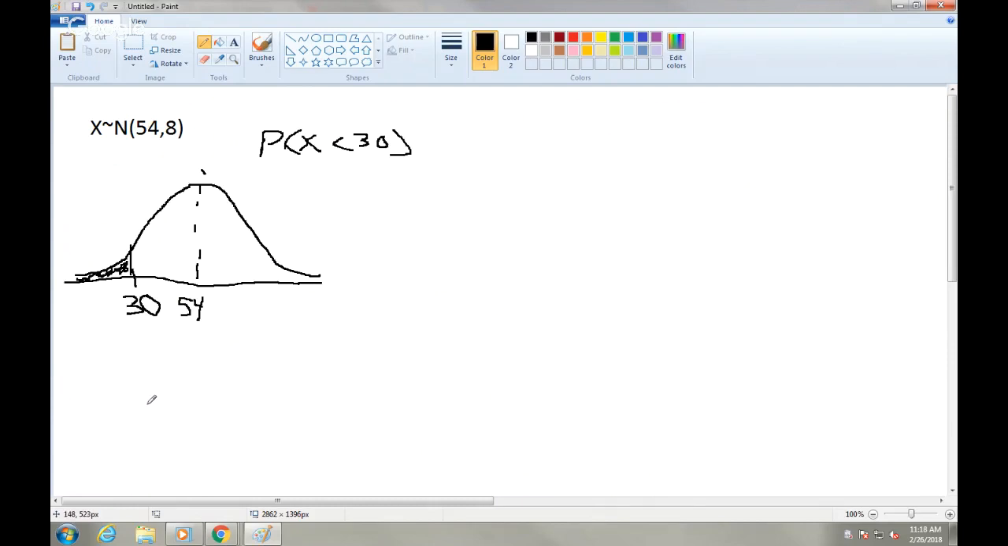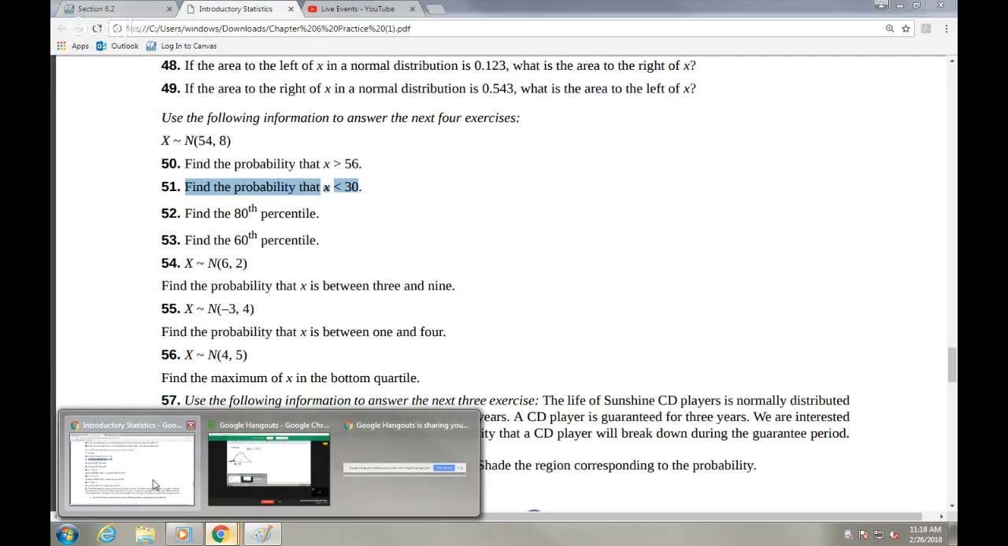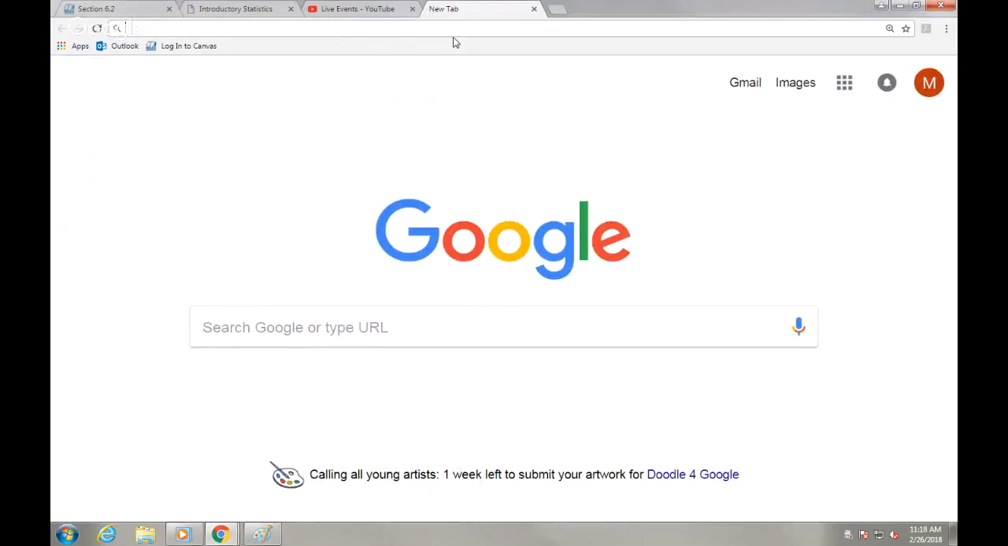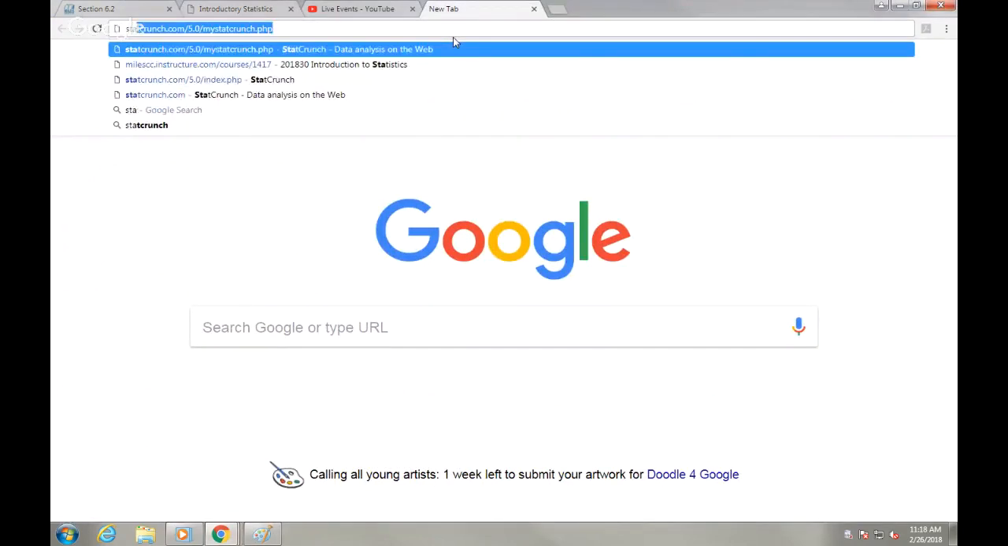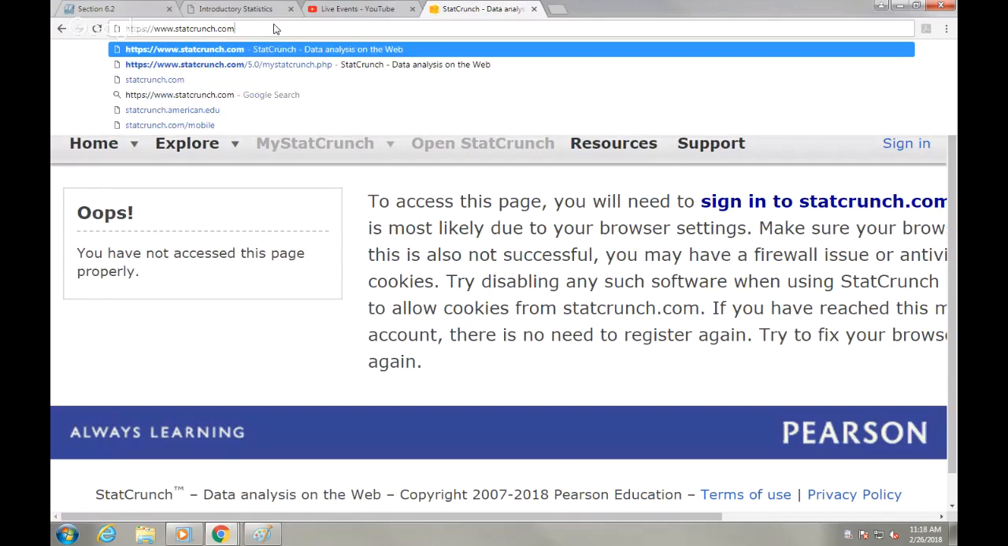Now, we have to actually do the looking, and this is going to vary from person to person. Let me first look at, for those of us who have StatCrunch. Okay. Oop, we have not accessed this page properly. Well, where do we go?